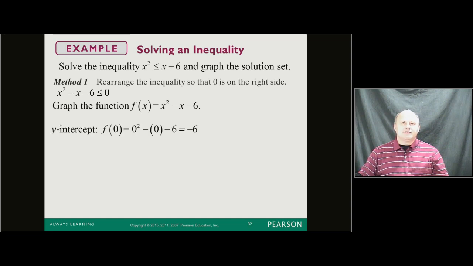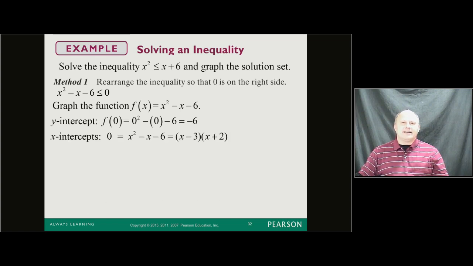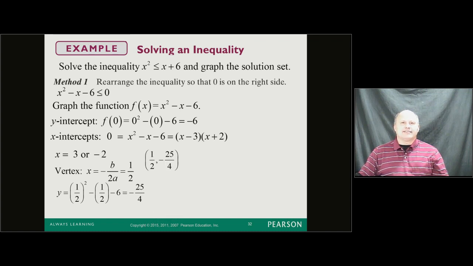You graph this function. You find the y-intercept first, and that's negative 6. Put 0 in for the x. X-intercepts, factoring is probably the most efficient way again. So x minus 3, x plus 2. So x equals 3 and x is negative 2. The vertex is negative b over 2a, which turns out to be 1/2. Now we pop that number back into the formula, and we get negative 25 fourths. So the vertex is 1/2 comma negative 25 fourths.